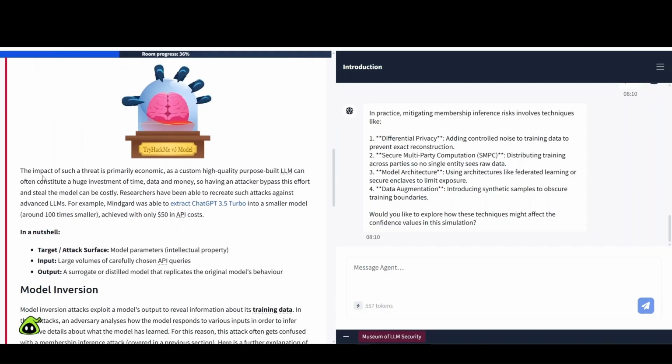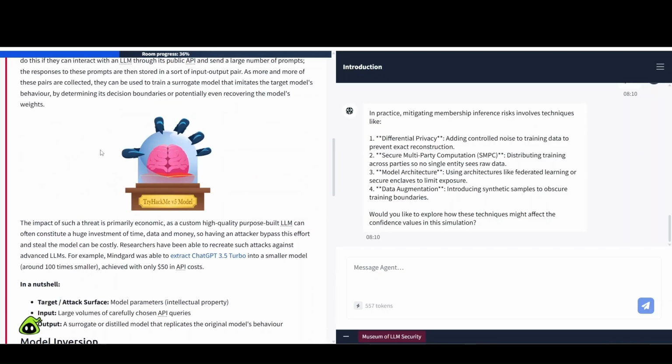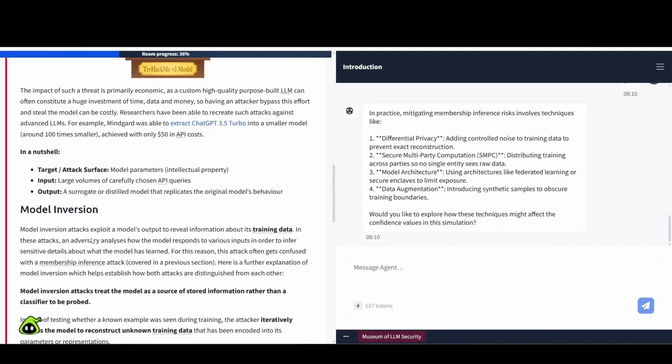Interesting. The impact of such a threat is primarily economic, as a custom high-quality purpose-built LLM can often constitute a huge investment of time, data, and money. So having an attacker bypass this effort and steal the model can be costly. That's right. If you're trying to make a profit off of this and they go in and just do this kind of attack and steal that information to apply it to their own open sourced one or make a free version, or maybe even undercut your model out there, it does the same thing, but at a cheaper price, right?